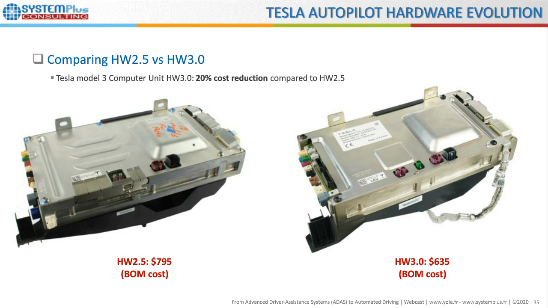In terms of cost, the bill of materials of the hardware 2.5 is estimated at $795, and the 3.0 version is estimated at $635. So, we estimate that there is a cost reduction of 20%, even if the computing power was multiplied by 10 between these two versions.